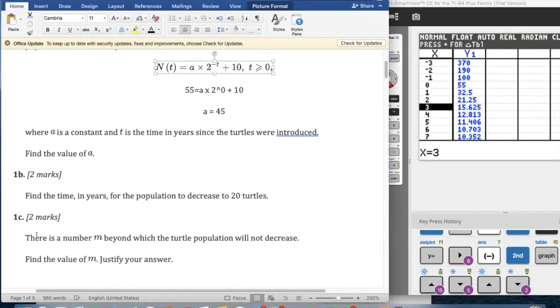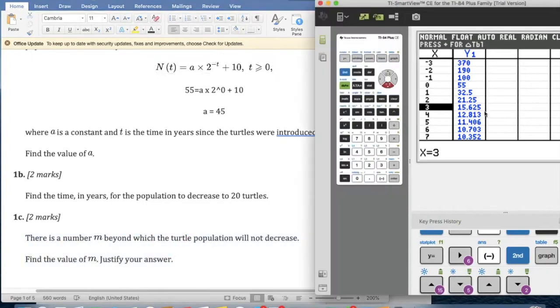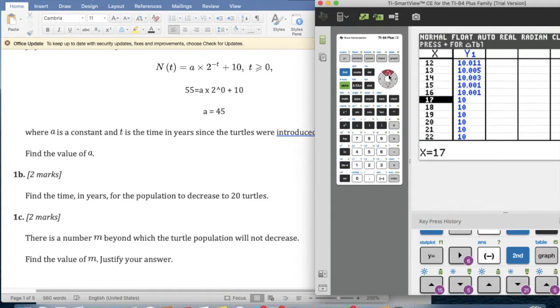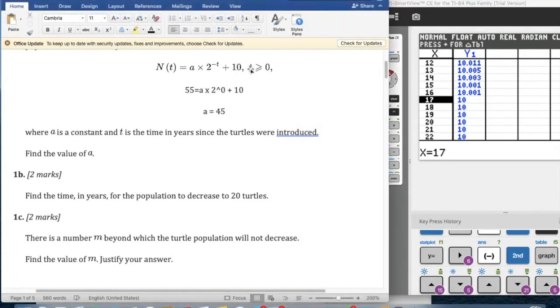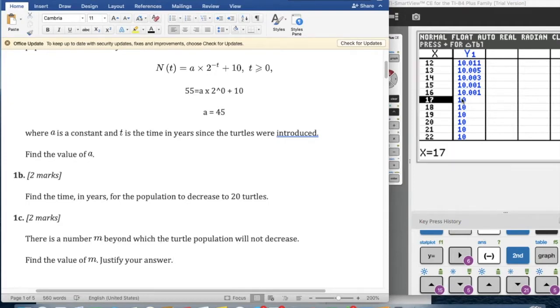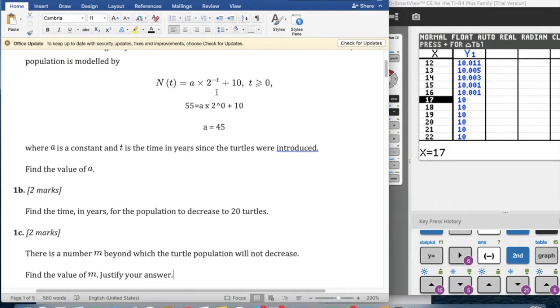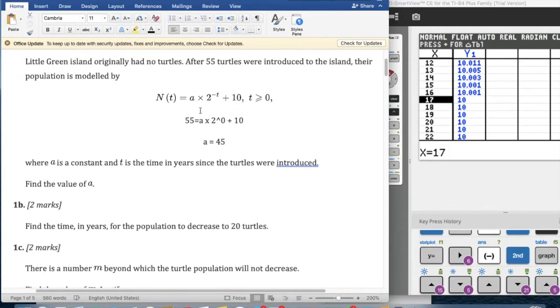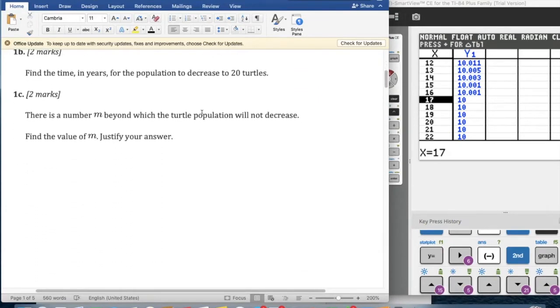Question C. There is a number m beyond which the turtle population will not decrease. Find the value of m. And this is when we get the repetitive pattern. There we go. When we get to 10, it does not change. It just stays at 10. This is because the asymptote of our exponential function is going to be 10. So the number m beyond which the turtle population will not decrease is simply going to be 10. You didn't even need to look at your table, and the reason why is because this is the asymptote of the exponential graph. Let's go on to the next question.